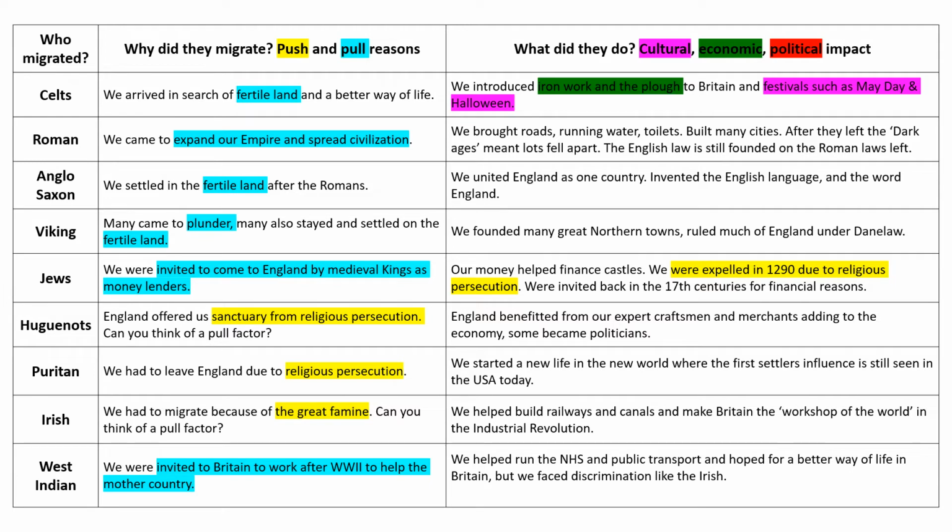So ironwork and the plough are economic reasons because they help people make more crops, which they could then sell. But they also brought in new festivals such as May Day and Halloween, which are to do with culture. So cultural things, which I've put in purple.